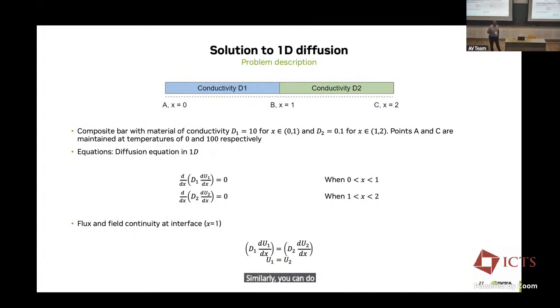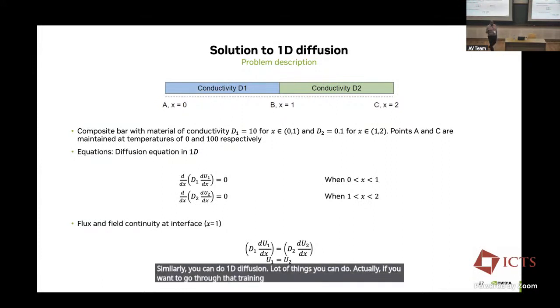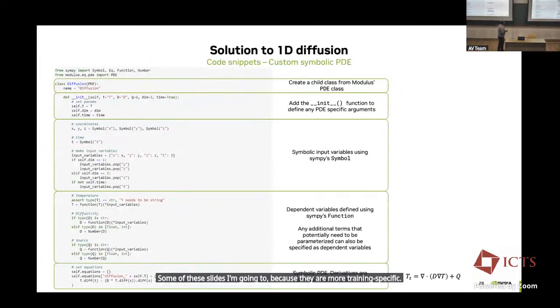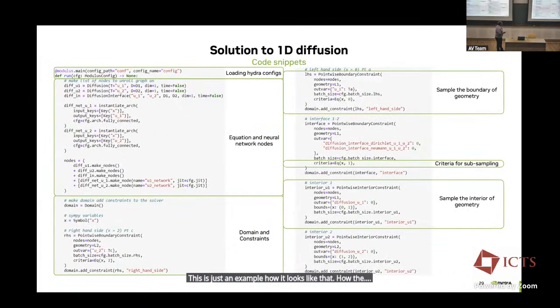Similarly, you can do 1D diffusion, lot of things you can do. Actually, if you want to go through that training, we can hold this training session also for that, in which everybody will get access to Jupyter Notebook and they can do all these problems hands-on and try to solve them. Some of these slides I'm going to skip, because they are more training specific. This is just an example of how the code snippets look like.